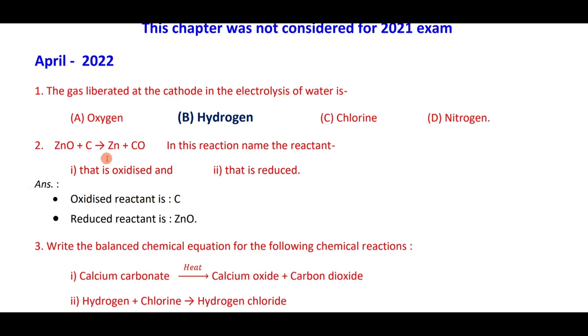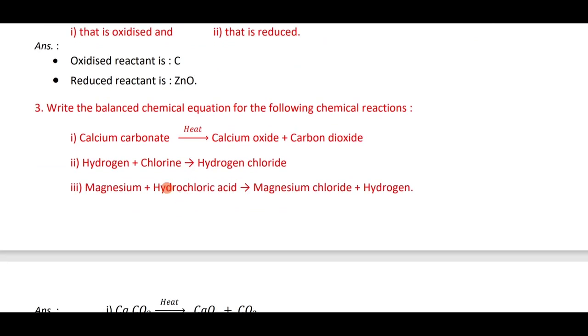ZnO plus C gives Zn plus CO. In this reaction, name the reactant that is oxidized. Carbon is oxidized to carbon monoxide and zinc oxide is reduced to zinc. Therefore, the reduced reactant is ZnO, and the oxidized reactant is C.